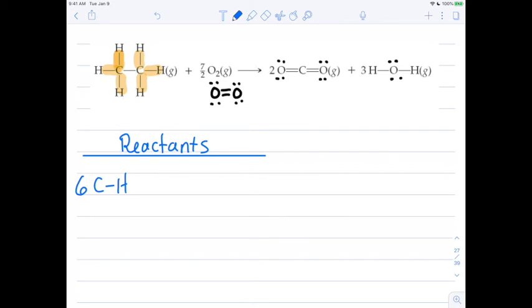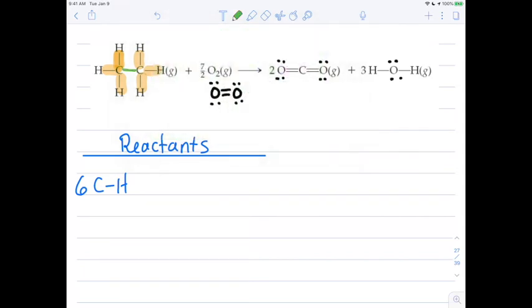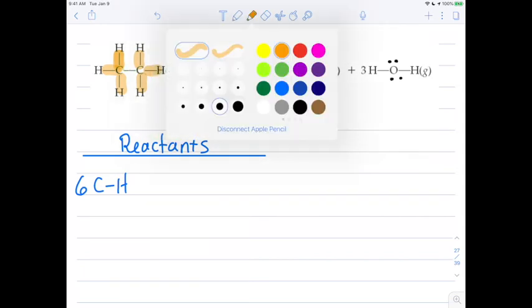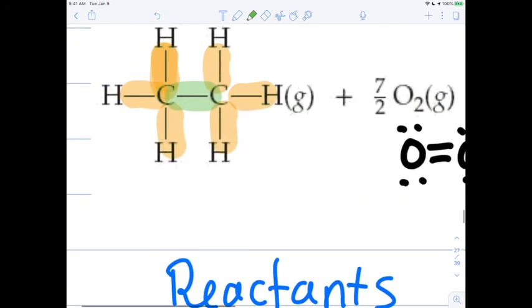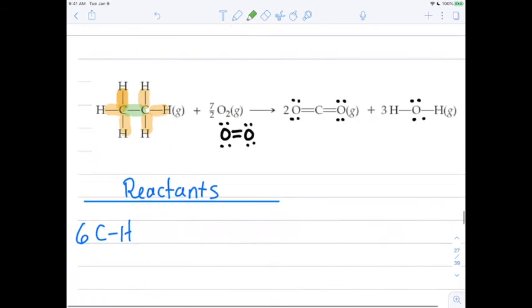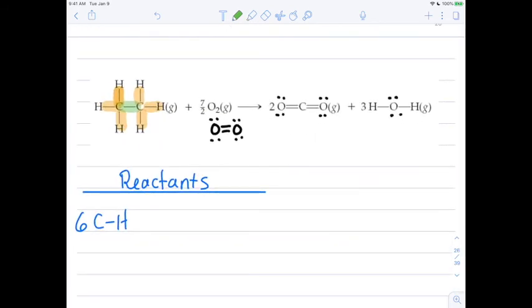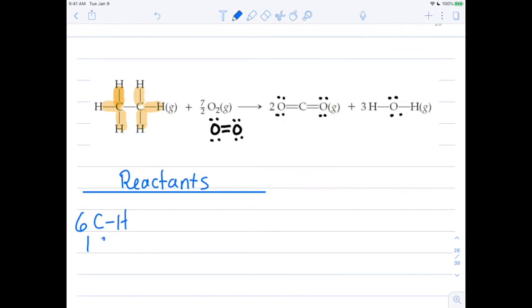Other than carbon-hydrogen, what other types of bonds do we have? All right, so I'm seeing a carbon-carbon, excellent. So it's hidden right in the middle. But does everyone agree that there's a carbon-carbon hidden inside of there? We have one carbon-carbon bond, like so.